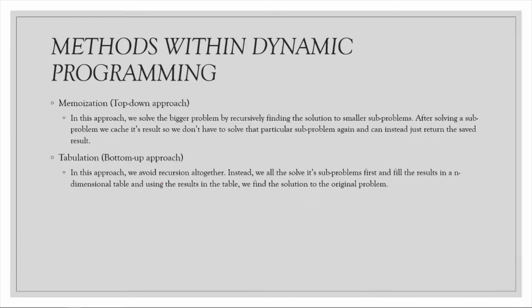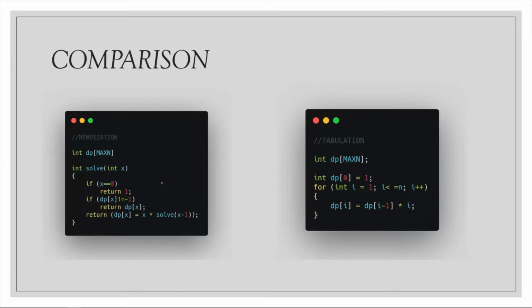Let us compare the codes for memoization and tabulation. Again, we are using the Fibonacci series problem. On the left side, we have the code snippet for memoization. We set a base case, x is equal to 0, where we just return 1. And we are using the DP array as a cache. Now, in the second condition, we see if dp of x is not equal to minus 1, then we just return dp of x.